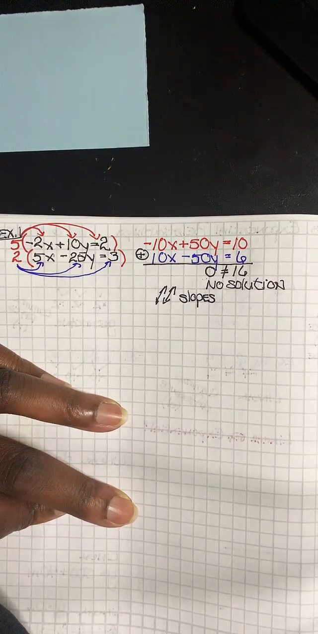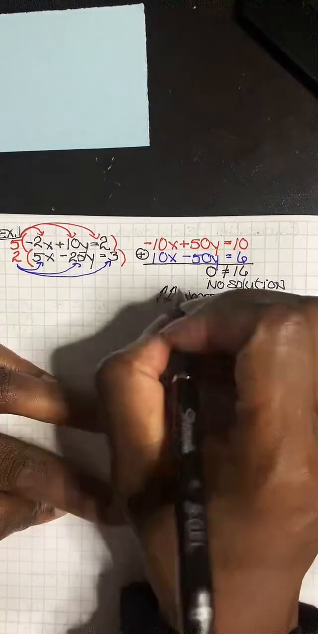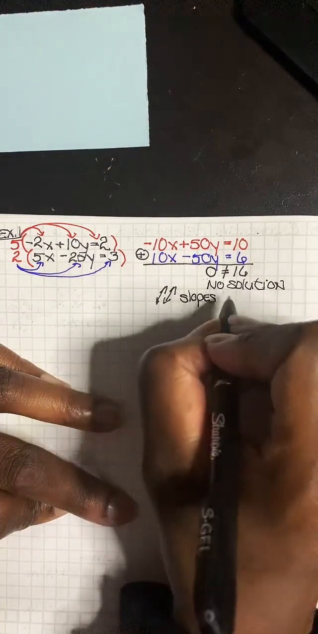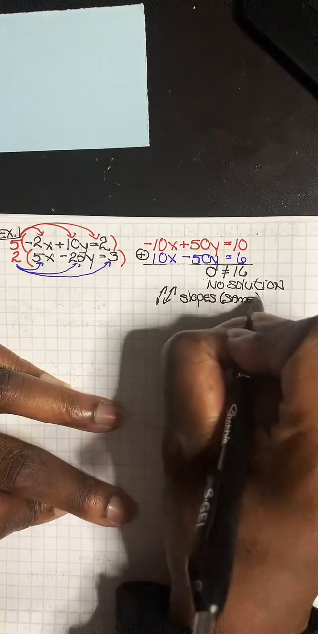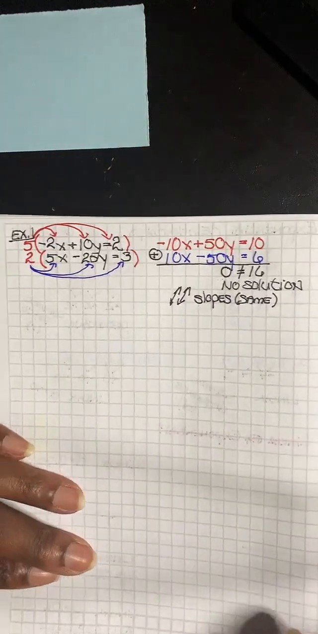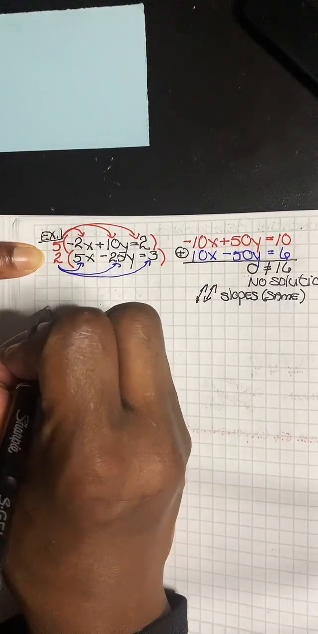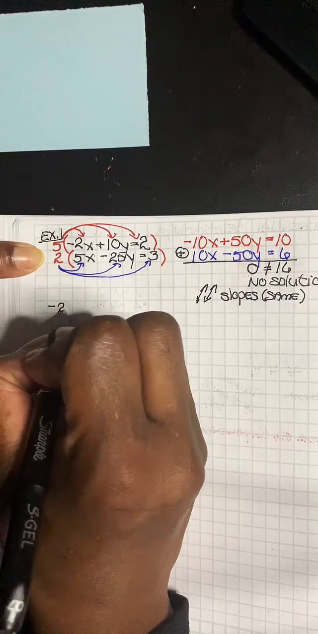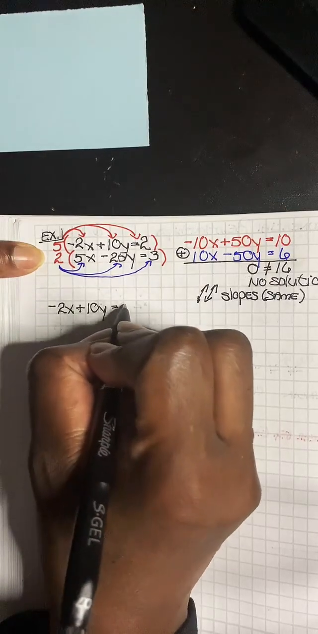Okay, so the lines never cross. They are going to be infinite. But what about the slopes of parallel lines? There we go, they're the same. So parallel lines always have the same slope. Different y-intercepts, but the same slopes. Let me prove it to you. Let me take that first equation, that negative 2x plus 10y is equal to 2.